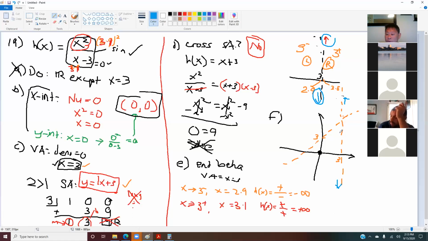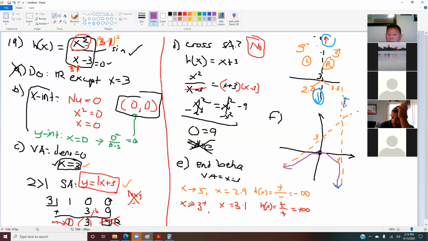So at 3, on the left side, it goes to negative infinity. This one goes up, so your graph will look like this because it has to cross this point. So it goes down like this because it cannot cross. So it looks something like that.